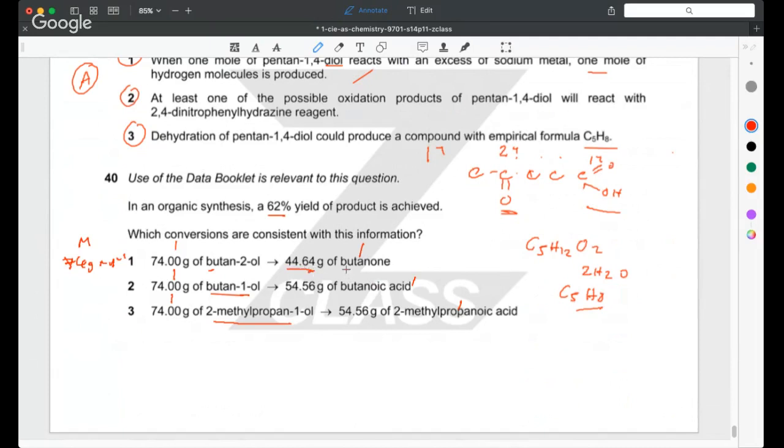So for example, the molar mass of butanone is 72 grams per mole. So 1 mole of butan-2-ol should give 72 grams of butanone. But because you've only got a 62% yield, you've got to multiply that by 0.62, and 0.62 times 72 gives you that. And if you do the same kind of calculation for butanoic acid, and the same kind of calculation for 2-methylpropanoic acid, then you get that value and that value. All those conversions are consistent with the information in the question. So 1, 2, and 3 are all correct. That is the answer A.